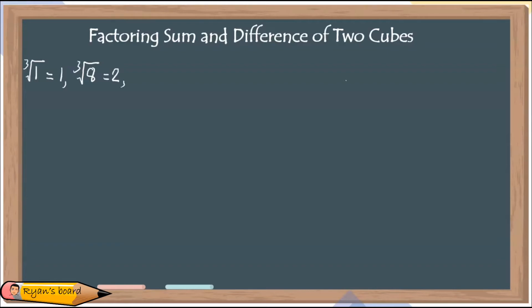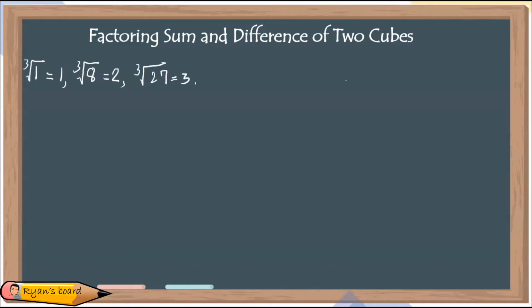Another perfect cube is 27, kasi ang cube root ng 27 ay 3. 3 times 3 is 9, 9 times 3 is 27. Ang 25 ba ay perfect cube? No. Kasi wala siyang cube root na whole number.